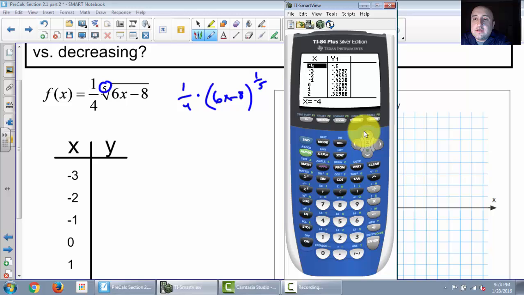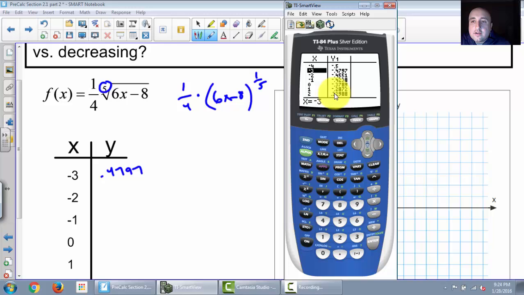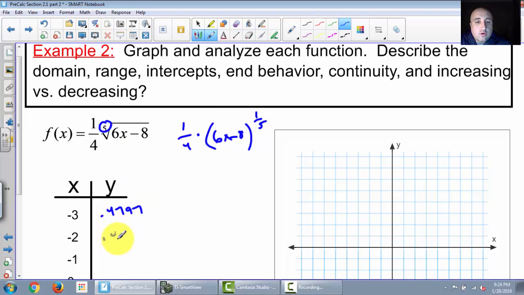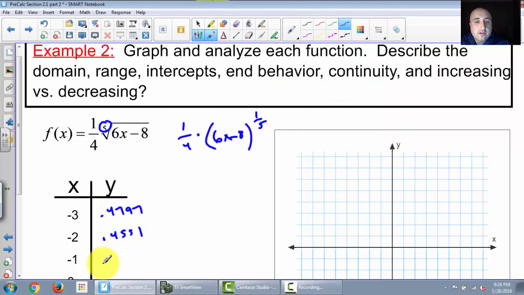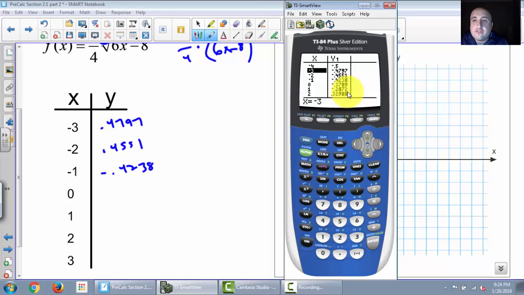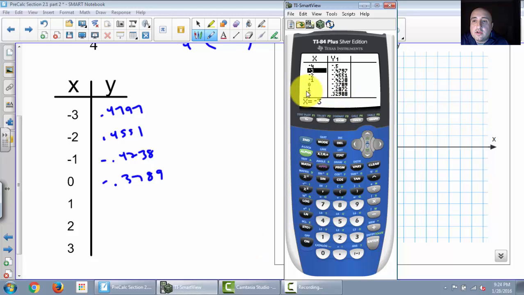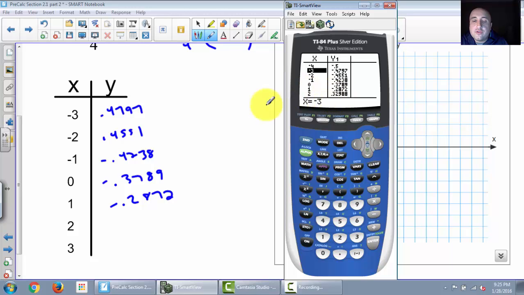All right, so let's see here. We start at -3. So -3 is 0.4797. -2 is 0.4551. -1 is -0.4238. 0 is -0.3789. 1, I get -0.2872. When I get 2, now it's positive, 0.32988.